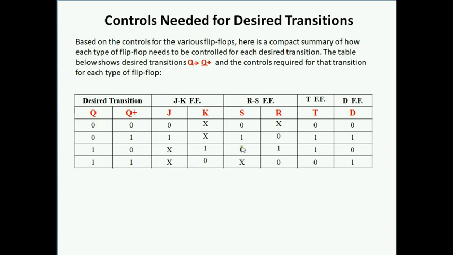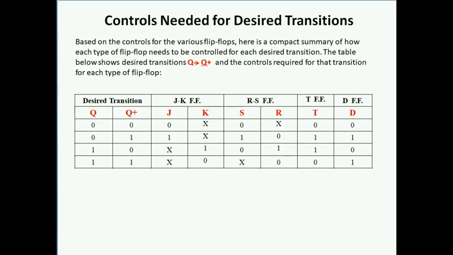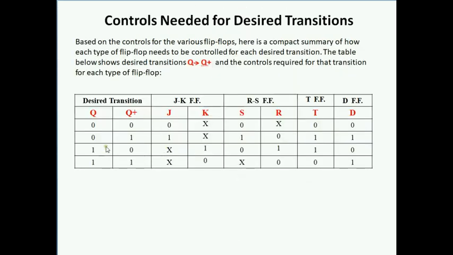But anyhow, another way to see this is as follows. Take this transition, for example, 0 to 1. So what do we want the RS flip-flop to do? We want it to go from 0 to 1. So basically we want to set it. In order to set it, according to this activation table, the next state will be set if the set is at 1 and the reset is at 0. So for this transition where you want to set it, the set has to be 1 and the reset has to be 0.